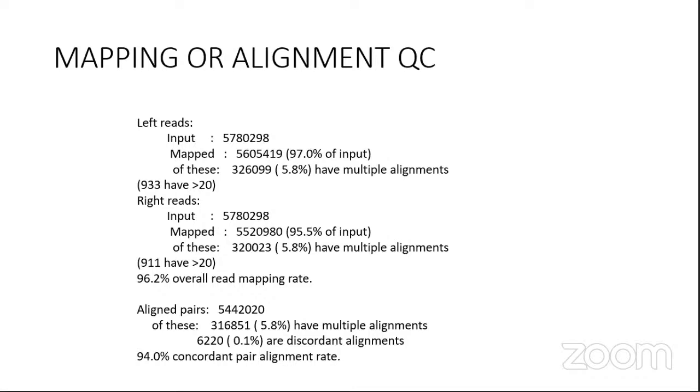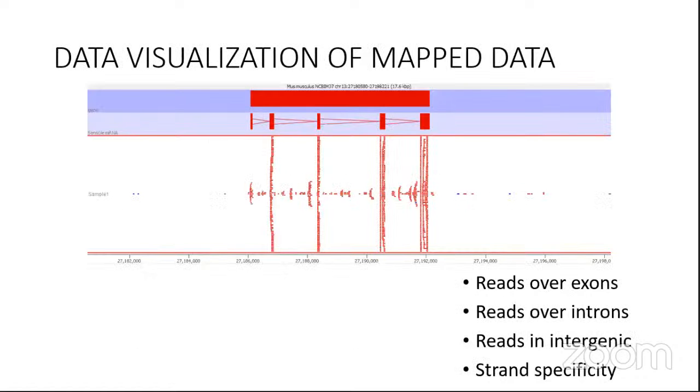To see whether our alignment is good or not, we can visualize the alignment. This is how our alignment looks. There are tools for this, and one very common tool is the IGV tool, where you can visualize your alignment.